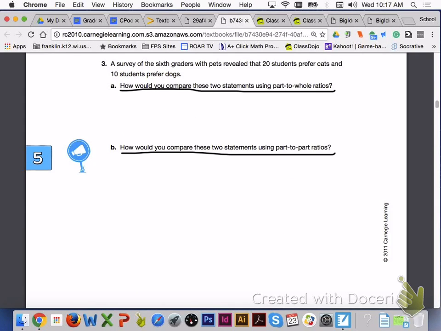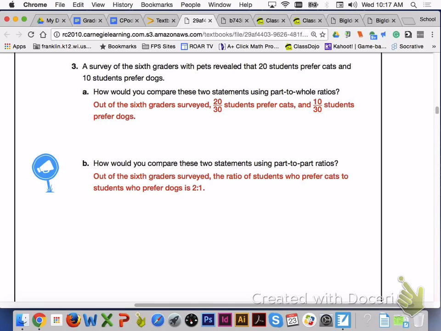Turn to page 320 and answer number 3, letters A and B with your group members. For letter A, out of the 6th graders that were surveyed, 20 to 30 students prefer cats and 10 out of the 30 students prefer dogs. For letter B, out of the 6th graders that were surveyed, the ratio of students who prefer cats to students who prefer dogs is 2 to 1.